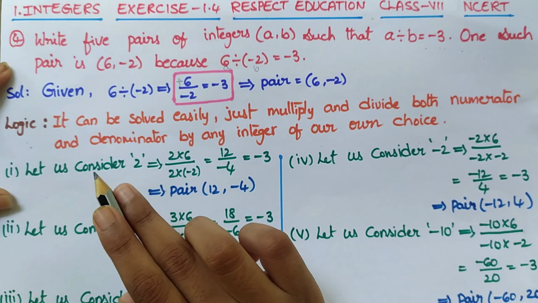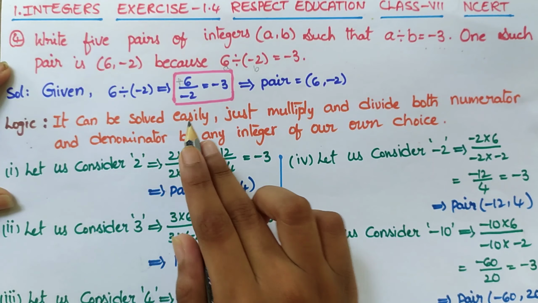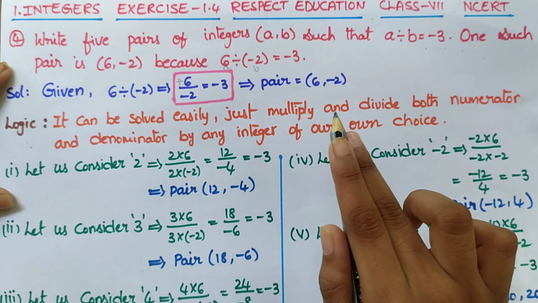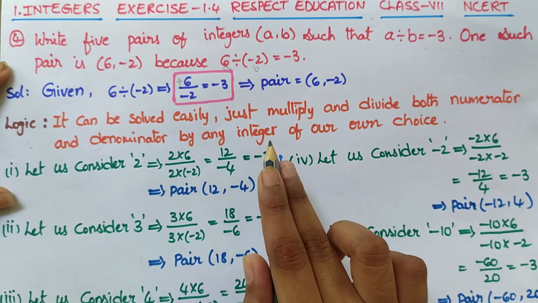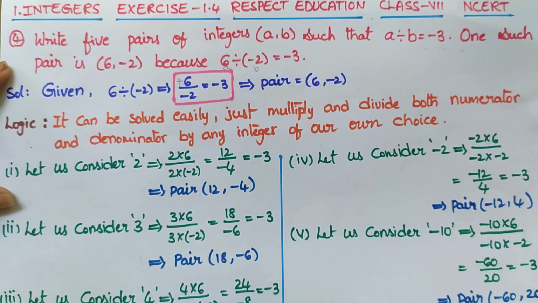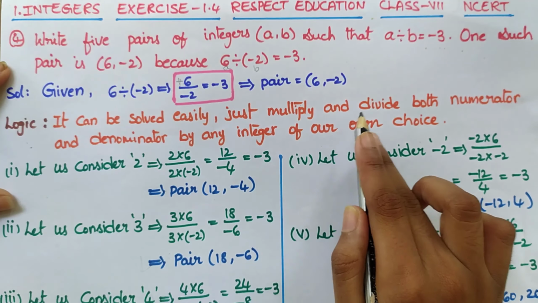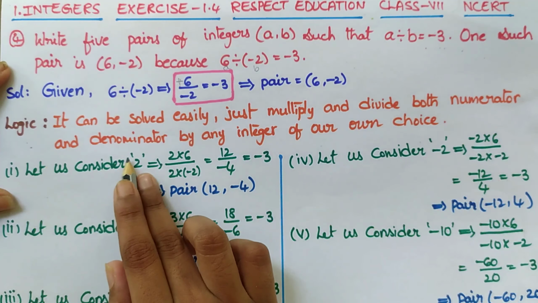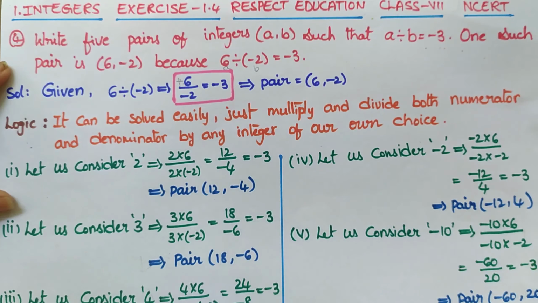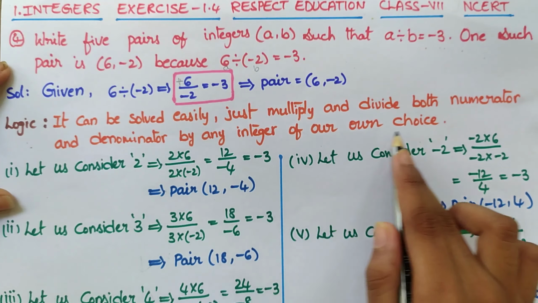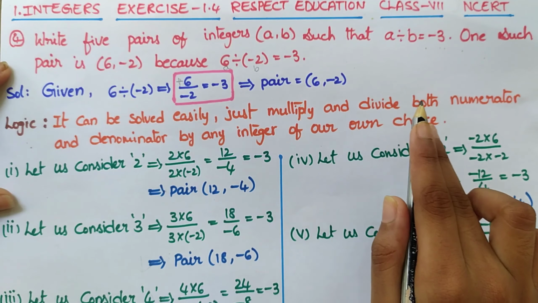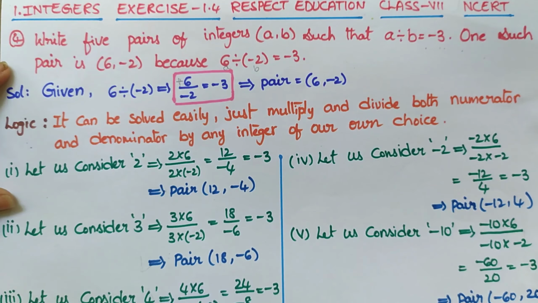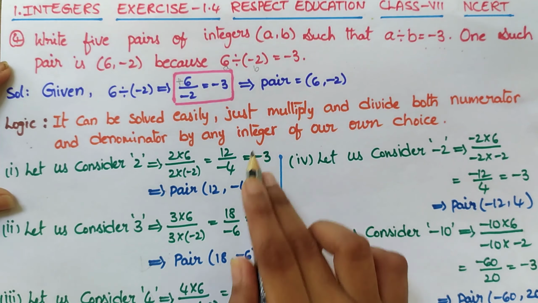Here you observe the logic, friends. It can be solved easily. Just multiply and divide both numerator and denominator by any integer of our own choice. See here friends, you will understand more clearly. That means we can take any integer of our own choice and multiply and divide both numerator and denominator by it.